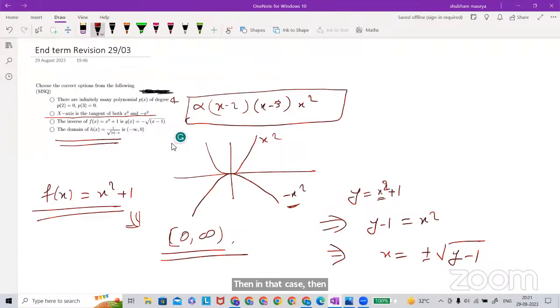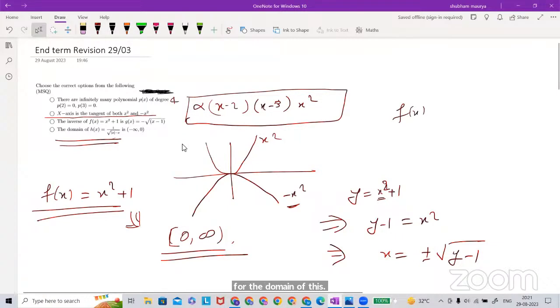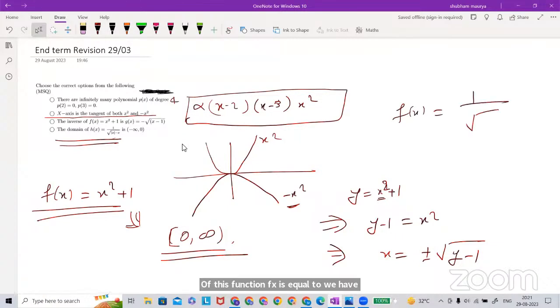And now for the domain of this function f(x) equal to 1 upon root over mod of x minus x. Once we have a function, we want to find the domain. We have to see the property; here we have to think that this should be positive.